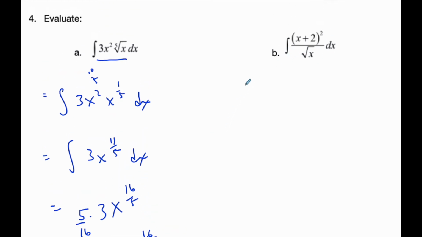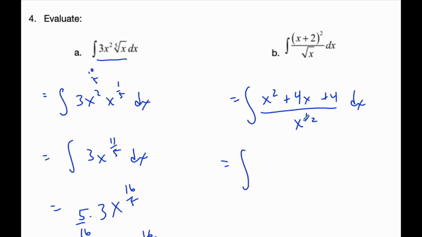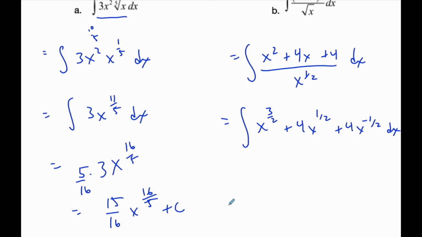Similar when I have this one, in order to do this one, I have to actually multiply this out and simplify. So this is going to be x squared plus 4x plus 4 over x to the 1/2 dx. And then when I put this together one more time, this x to the 1/2 belongs to all 3 terms. So this is going to be x to the 3/2 plus 4x to the 1/2 plus 4x to the minus 1/2 dx.